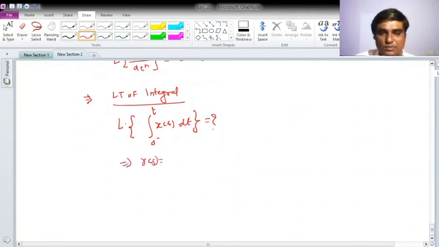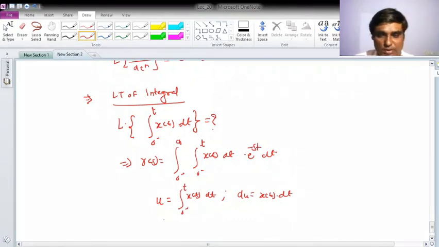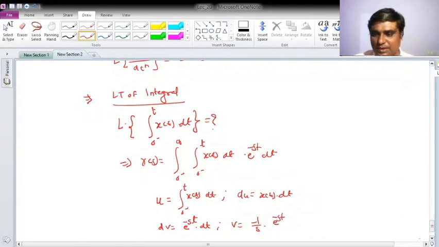So the transform will be equal to the integral from 0 negative to infinity of, what is given? The integral from 0 negative to t of x of t dt, into the basis function e raised to minus st dt, where you consider integration by parts. So u is the integral from 0 negative to t of x of t dt, and du will be x of t dt. What is dv? dv will be e raised to minus st into dt, and what is v? Minus 1 over s e raised to minus st.